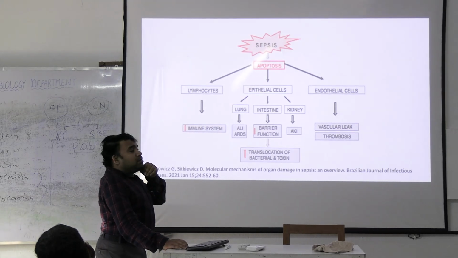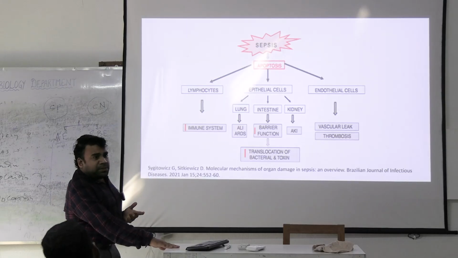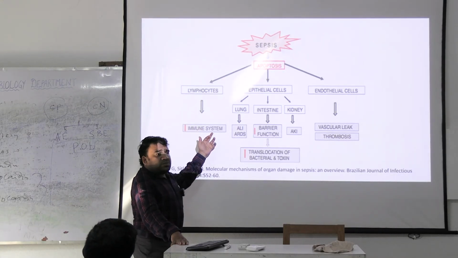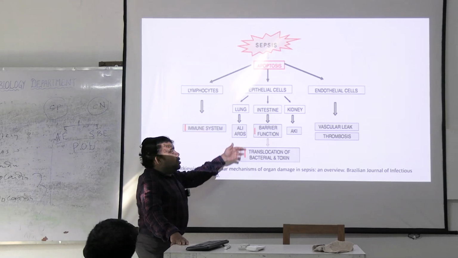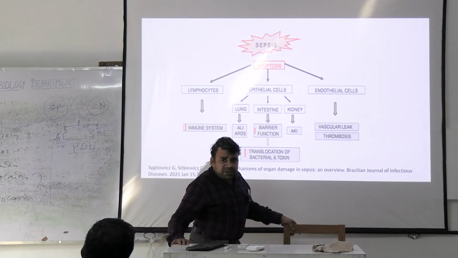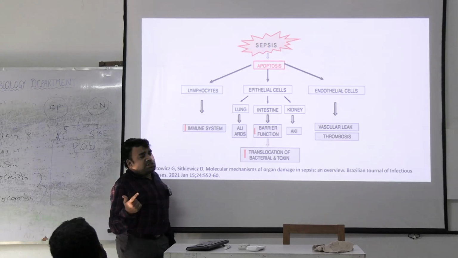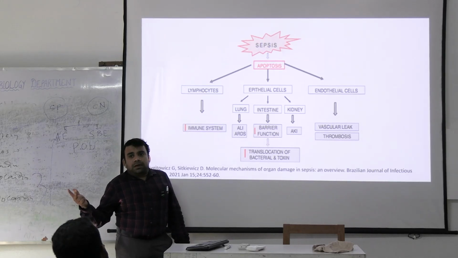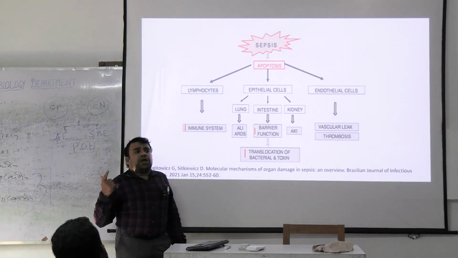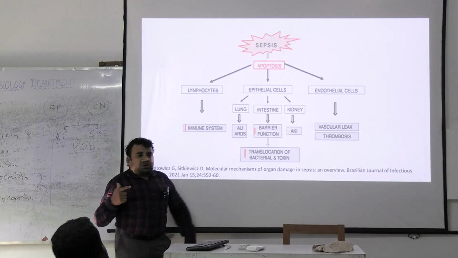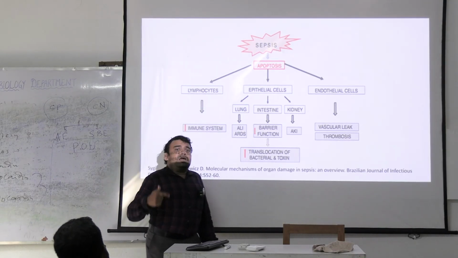Let us look at where predominant injury happens. When lymphocytes are affected, the immune system is deranged. When epithelial cells are damaged, what are the important epithelial cells? Of the lungs, the intestines, and the kidneys. If it affects the lungs, you will have hypoperfusion. Oxygen and carbon dioxide exchange will be altered.